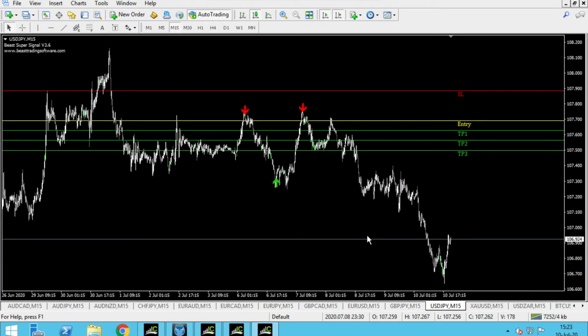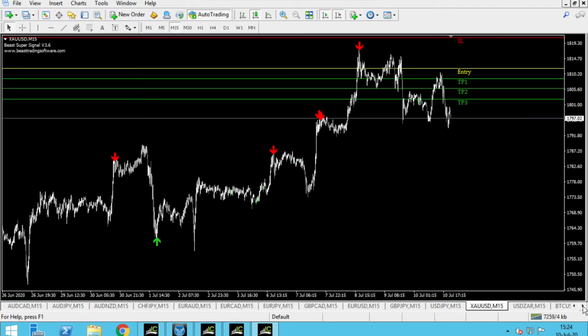Now onto the yen. The yen has also been pretty good to us lately. Looking back earlier this week, we had a very good sell here, another good buy, and another good sell. So 3 signals, 100% wins. So this has been a really fantastic pair to trade the last week.